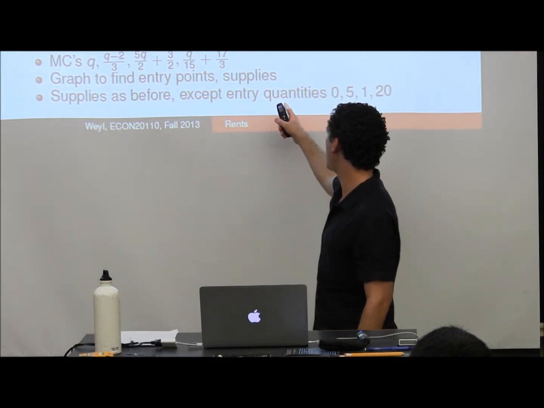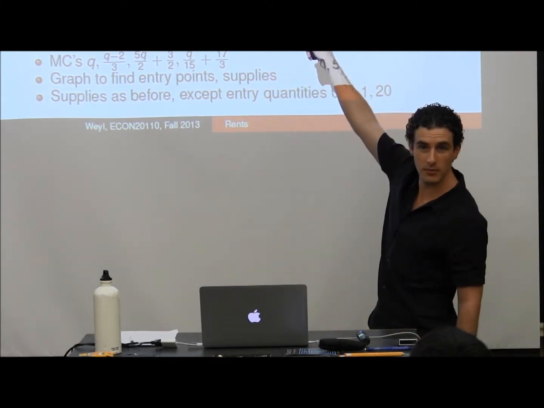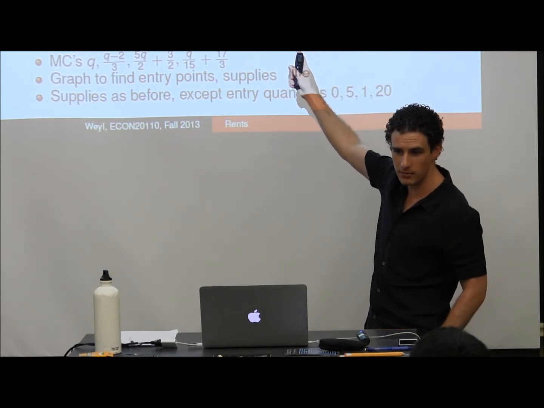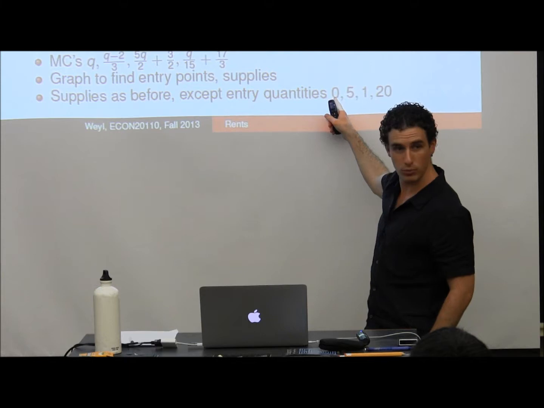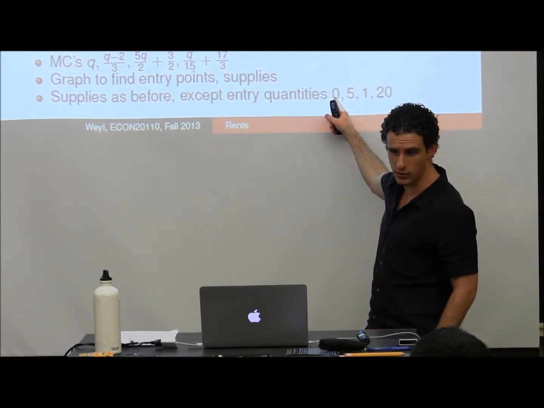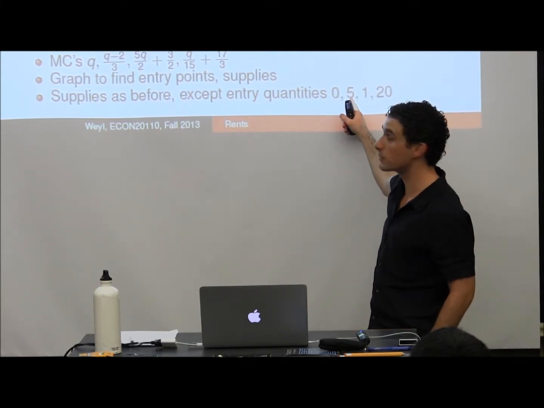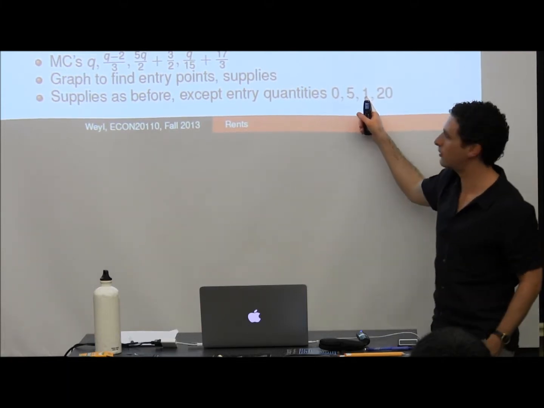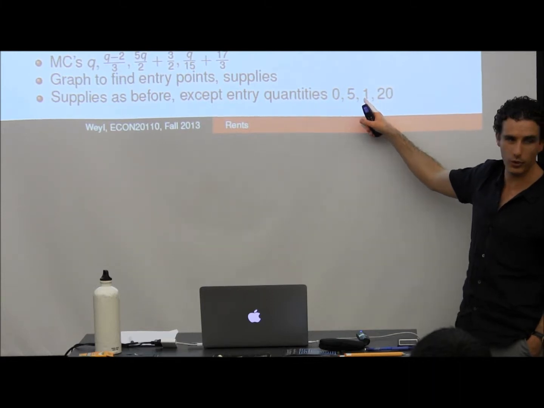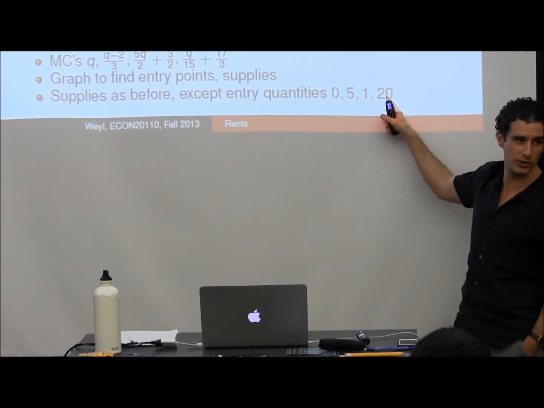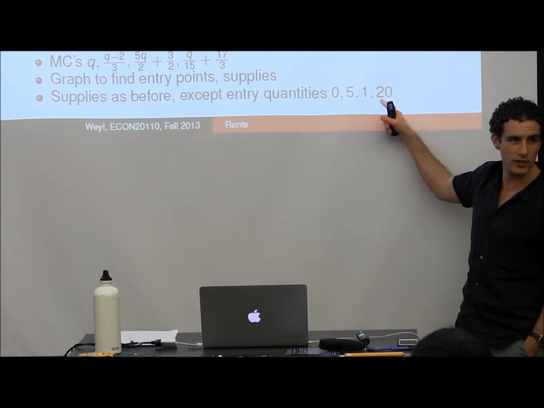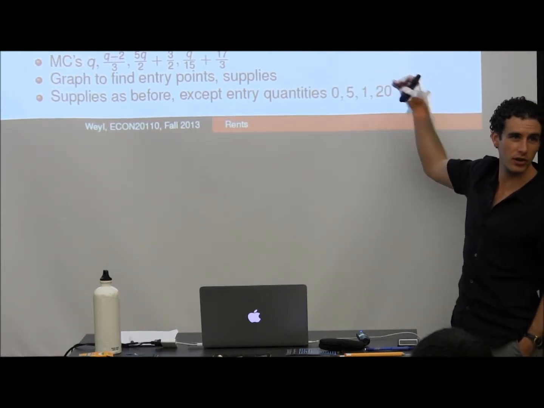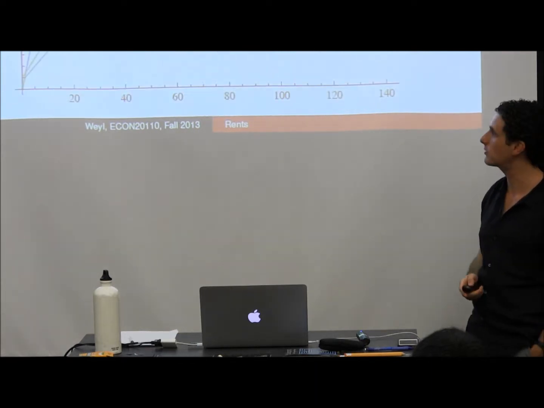But now they're going to have exactly the same supply functions as they had up there because the marginal cost functions are the same, but they're going to enter producing, in the first case, 0, because he had 0 fixed costs. But in the second case, when he first enters, the minimum amount he'll be willing to produce is 5. And the third guy, the minimum amount is 1. And the fourth guy, the minimum amount is 20. Because once he enters, he's able to defray his fixed costs, and he'll enter at a positive quantity because he needs to sell enough to defray his fixed costs.